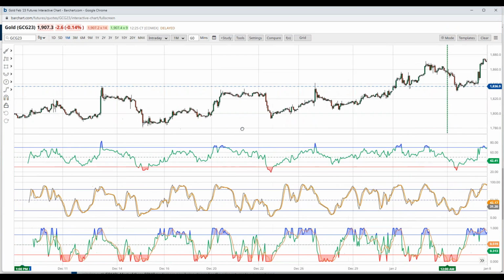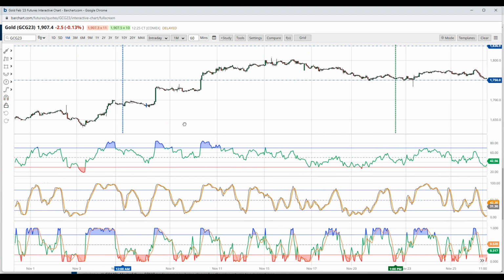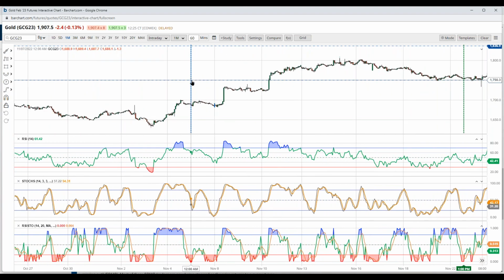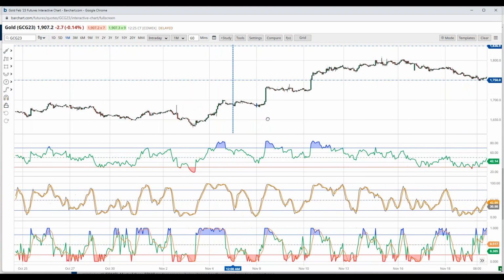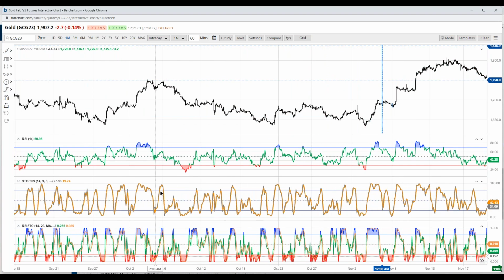So here's gold, and let's go back a little bit in time. There's our November 7th, that was the date the Futures Trading Guide created that new buy signal. There's that high on October 4th.